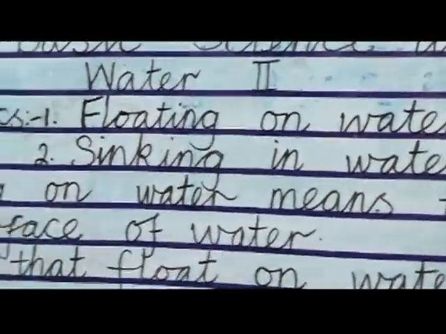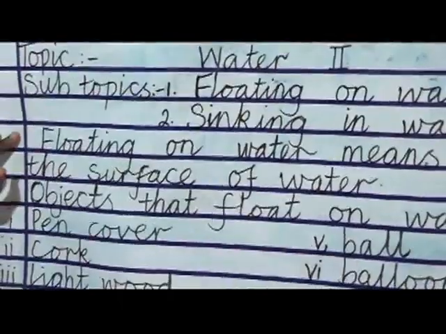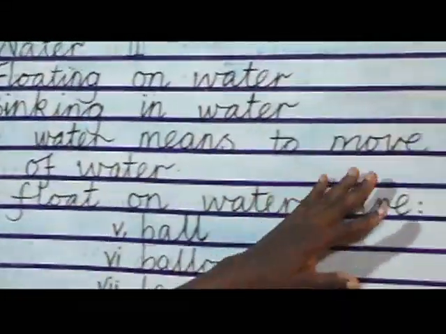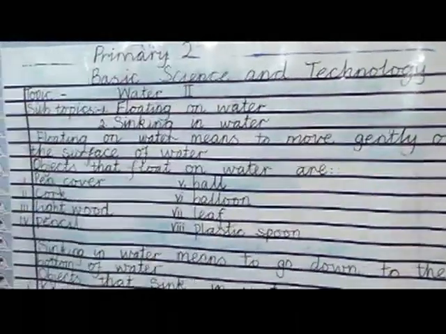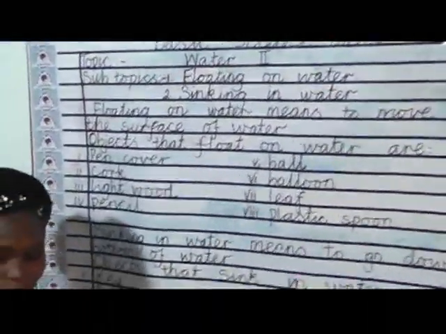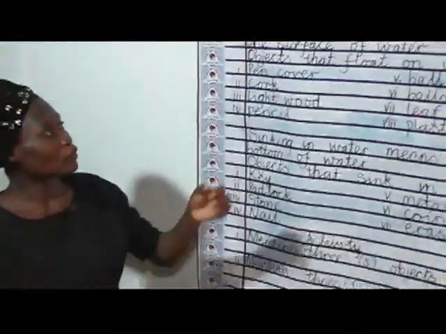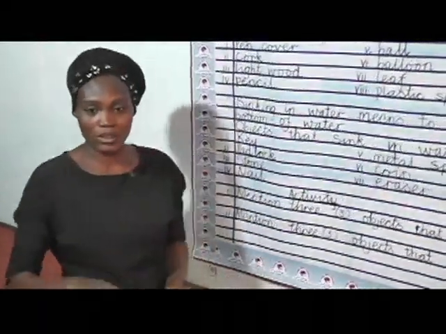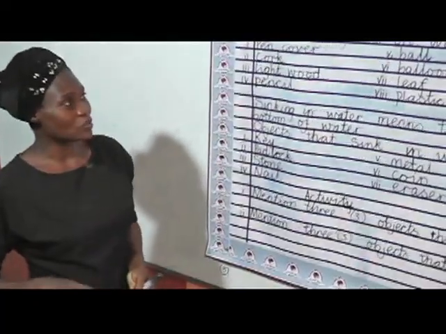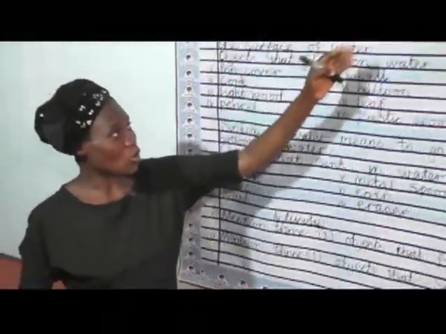What is floating on water? Floating on water means to move gently on the surface of water. You know, we always use container to collect water. And when you keep something on the water and the thing stays on the surface of the water, moving gently, it means that it is floating on water.